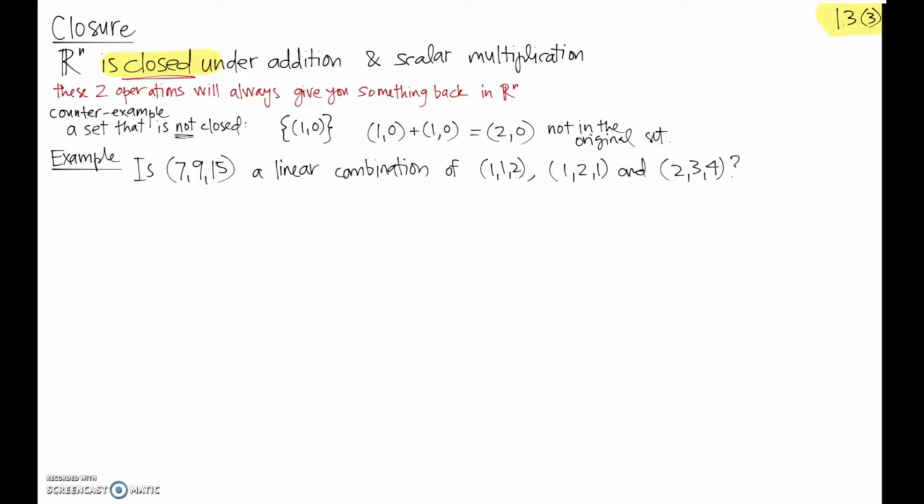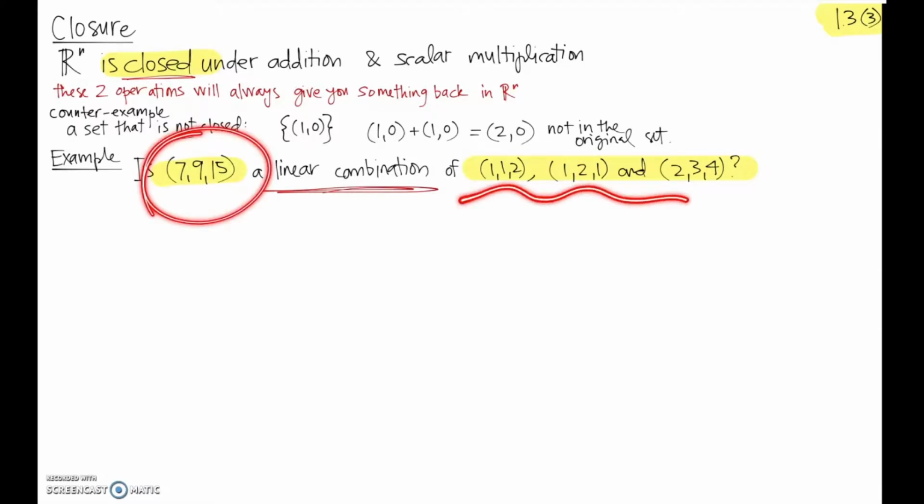And so I look at this vector and these 3 vectors, and I can't tell right away if we can get this vector by adding some multiples of these vectors together. That would be what a linear combination means. So if I can't just look at it and tell, then I try to think of a way to set up an equation that would mean that 7, 9, 15 is a linear combination of these other 3 vectors.